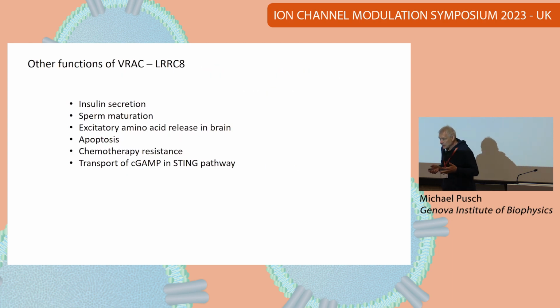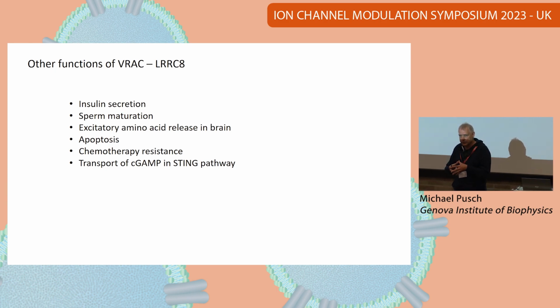And having now the genes, there have also been various knockout studies. I won't go into the details, but VRAC or the LRRC8 is also important for other physiological processes. For example, in beta cells, it's involved in insulin secretion. It's very important for sperm maturation, where the volume decrease is very important. Then in the brain, it is discussed that VRAC is important for the release of excitatory amino acids, like glutamate, for example, from astrocytes. It is important in apoptosis.